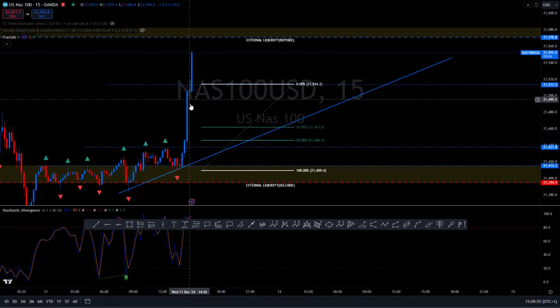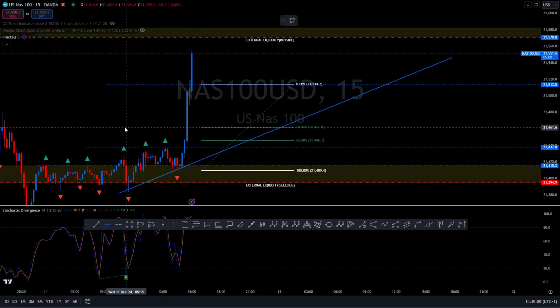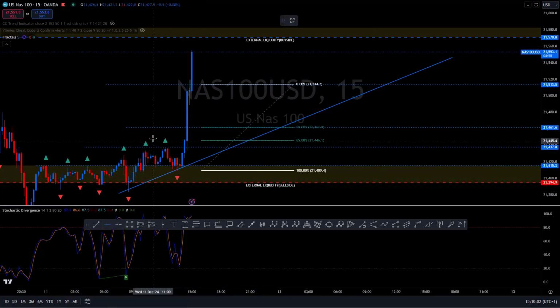It is the last high before the price pullback in the night. So let's go ahead and mark up to 50% here. This is our break of structure.